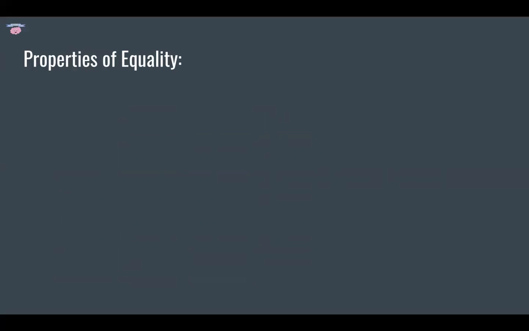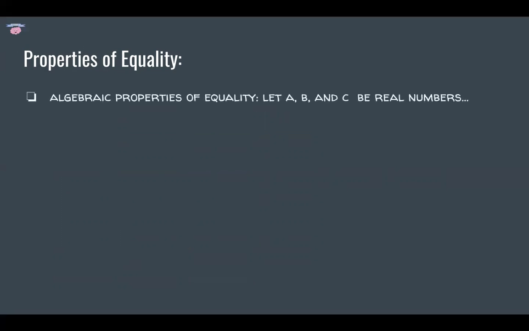Now we'll talk about the properties of equality, which are really important in proving statements. The algebraic properties of equality. So given A, B, and C are real numbers, this is an important part, by the way, because if they're not real numbers, then none of these properties work. So if they are real numbers, if A is equal to B, then A plus C is equal to B plus C. This seems pretty obvious, something like in pre-algebra.